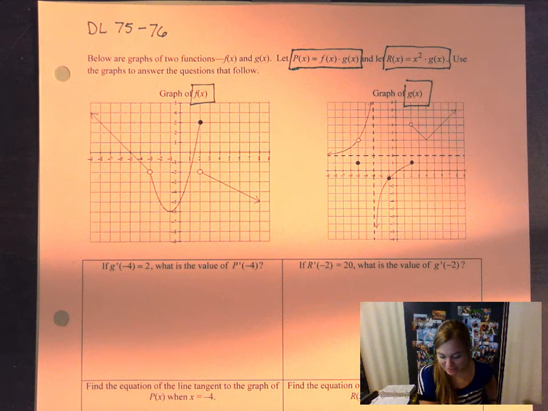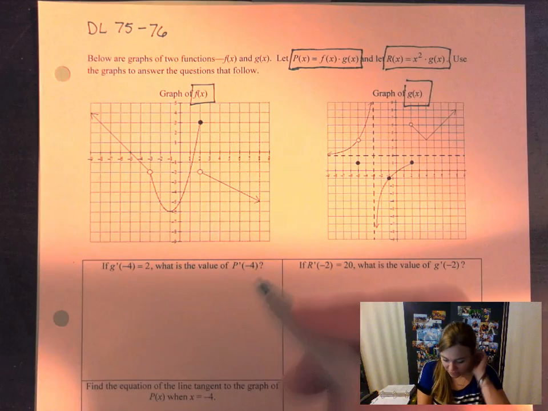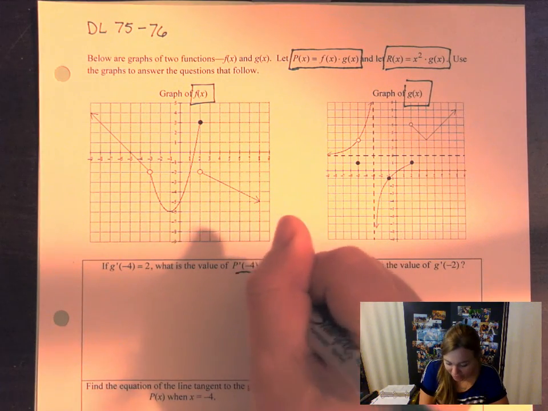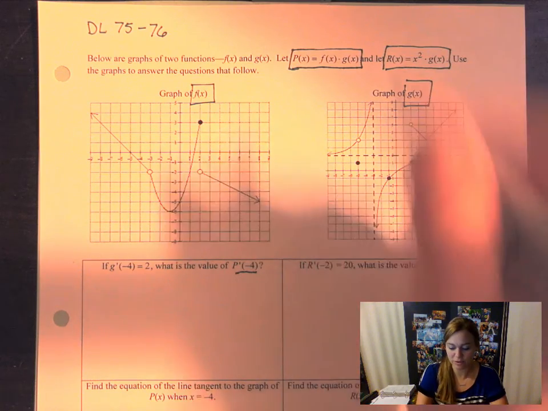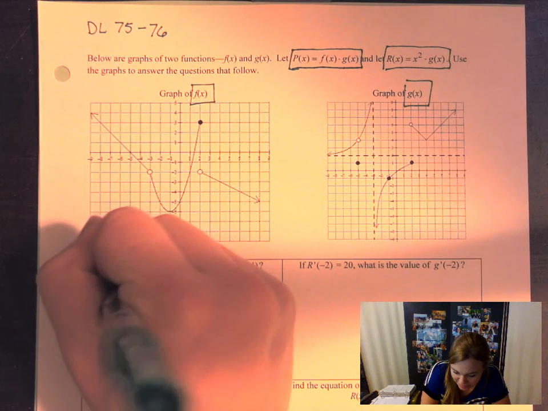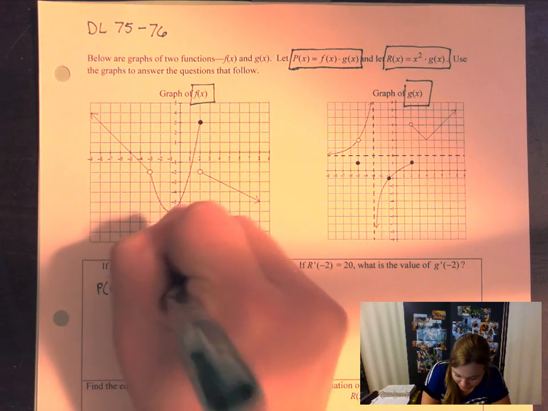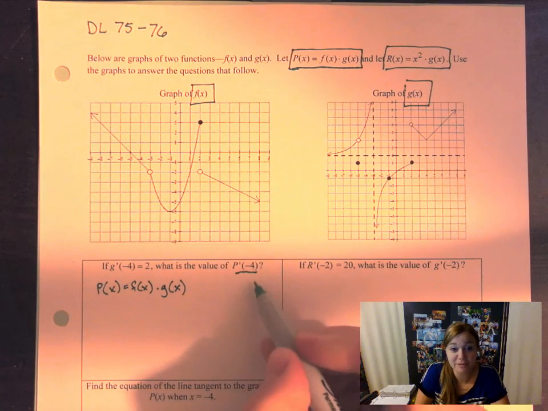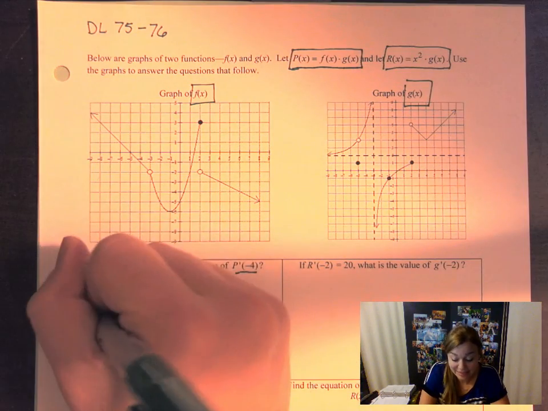So let's do this. In the first one, it says if g prime of -4 equals 2. That's interesting. What is the value of p prime of -4? So let's stick with this first. P prime of -4 means that I have to take this p of x, and p of x is f of x times g of x. If I want to find p prime, that means I should probably take the derivative.